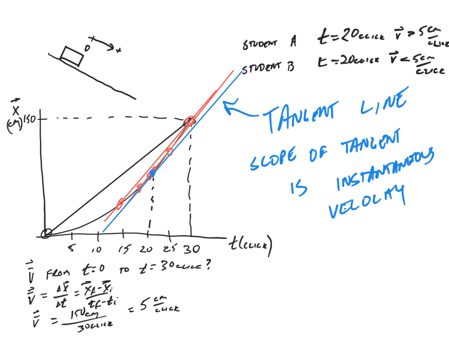So if I draw a tangent line to the curve at t equals 20 clicks, if I find the slope of that line, it's going to be the instantaneous velocity at t equals 20 clicks. And you can see that the slope of that line is going to be bigger than the slope of the connecting line from time 0 to time 30.